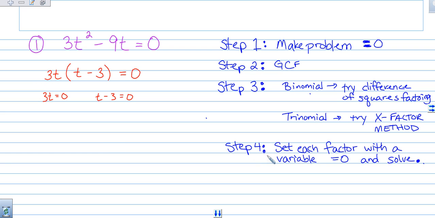And if you look at step 4, I made a note of saying set each factor with a variable equal to 0 and solve. Sometimes when you take a GCF out, there's not a variable on it, so there's no point in setting that equal to 0 because it doesn't have a t in it. So now that these are set equal to 0, you'd solve. Well, t equals 0 here, and then t would equal positive 3. Okay? And so those would be our roots, solutions, zeros, x-intercepts, and the time when it hit the ground.